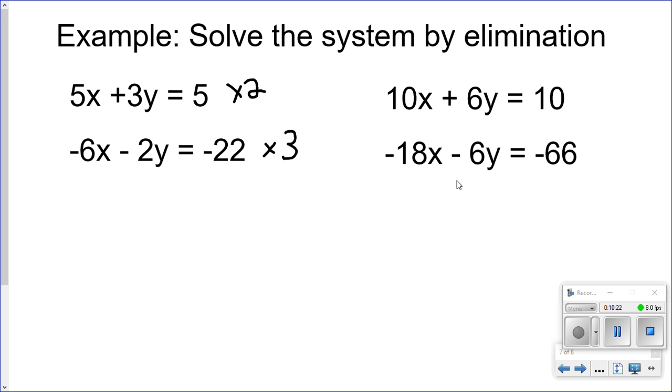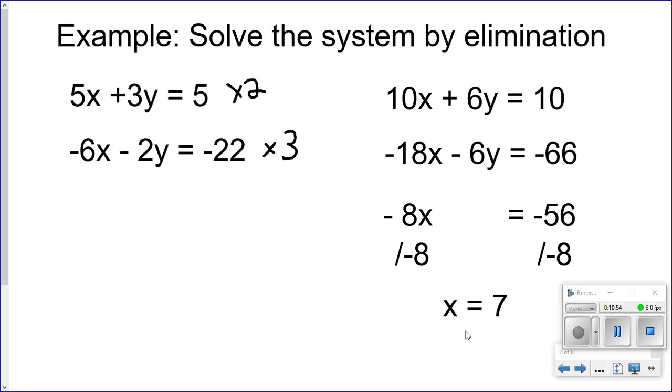So here, the y's have the same number but different signs. So when I combine them and I add it together, they will actually cancel each other out. So that's what I'm going to go ahead and do and add it together. So 10x plus negative 18x gives me negative 8x. Y's will give me 0, and 10 plus negative 66 turns out to be negative 56. So now I'm just going to go ahead and solve for x. I'm going to divide everything by negative 8. So x actually comes out to be positive 7.